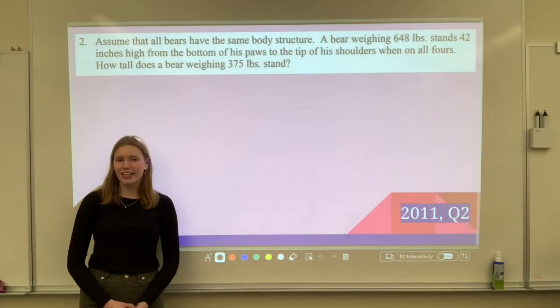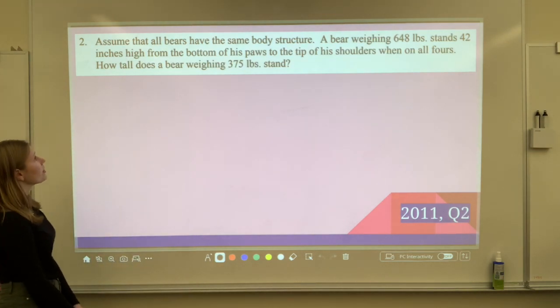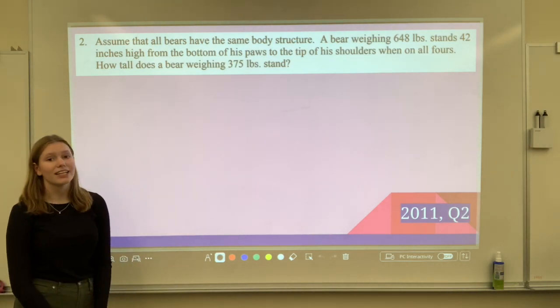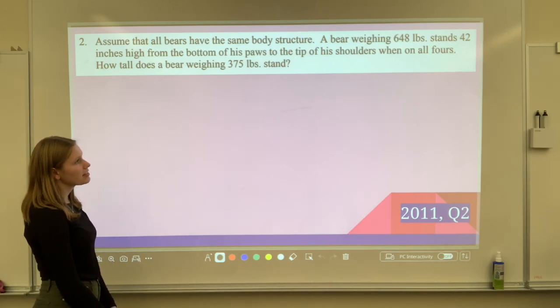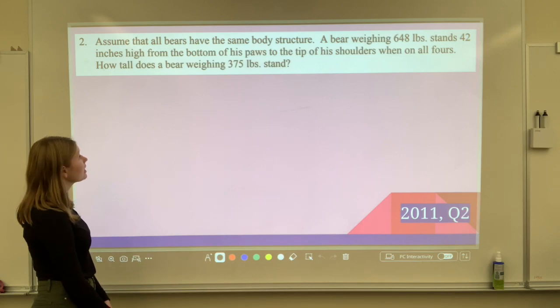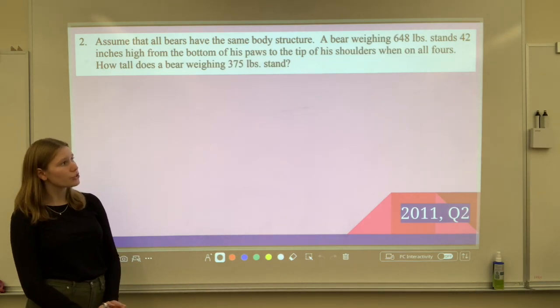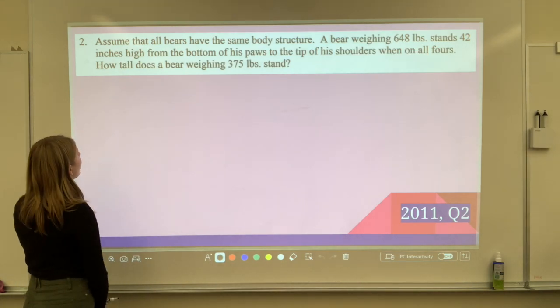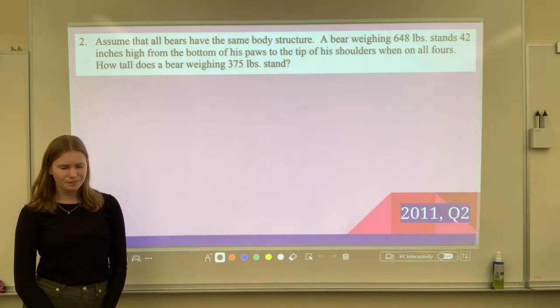Alright, here's our second 4-pointer of the video. Assume that all bears have the same body structure. I know, a weird sentence to start a math team problem off with. A bear weighing 648 pounds stands 42 inches high from the bottom of his paws to the tip of his shoulders when on all fours. How tall does a bear weighing 375 pounds stand?